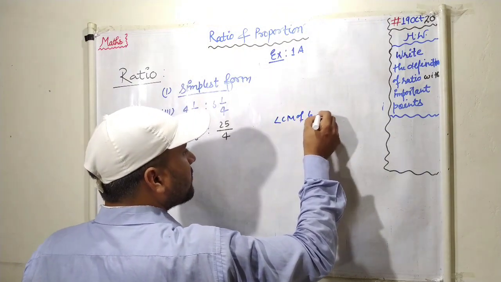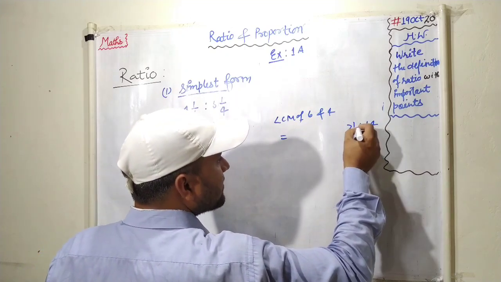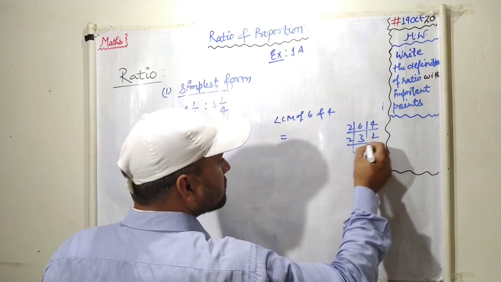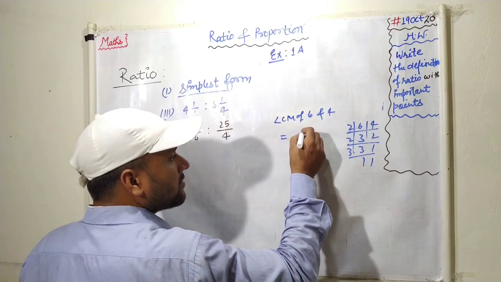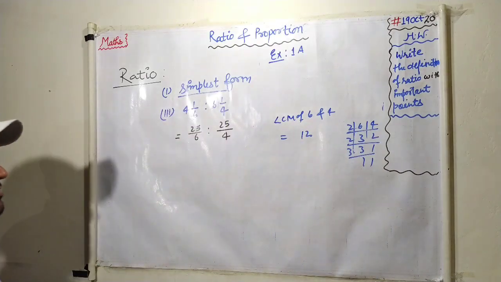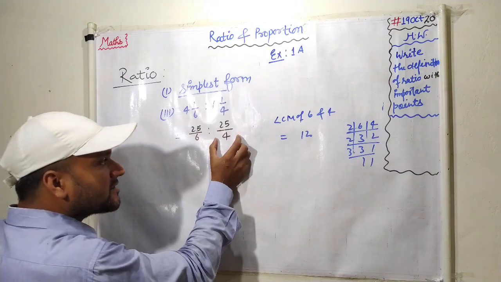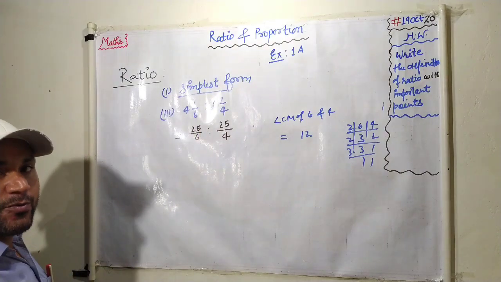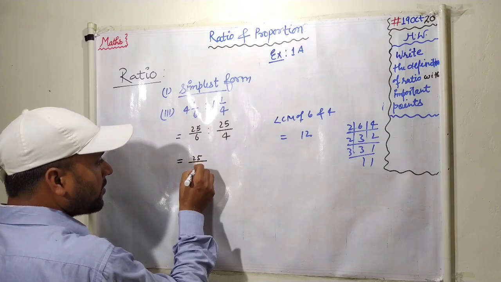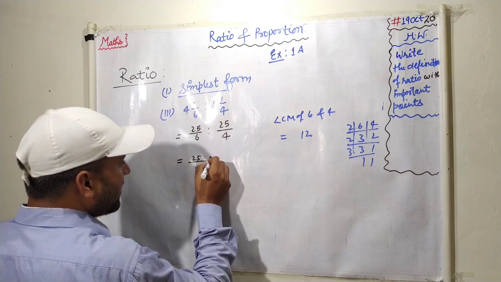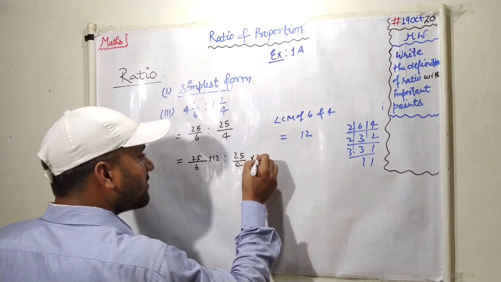LCM of 6 and 4. What will you get? LCM of 6 and 4: by 2, 3, 2 by 2, 3, 1 and 3. 1 and 3, 2 times 6, 6 times 2 is 12. Your LCM is 12. So you will multiply by 12 in this one and this one to remove the 6 and 4 from the ratio. So 25 upon 6 multiplied by 12, ratio 25 upon 4 multiplied by 12.